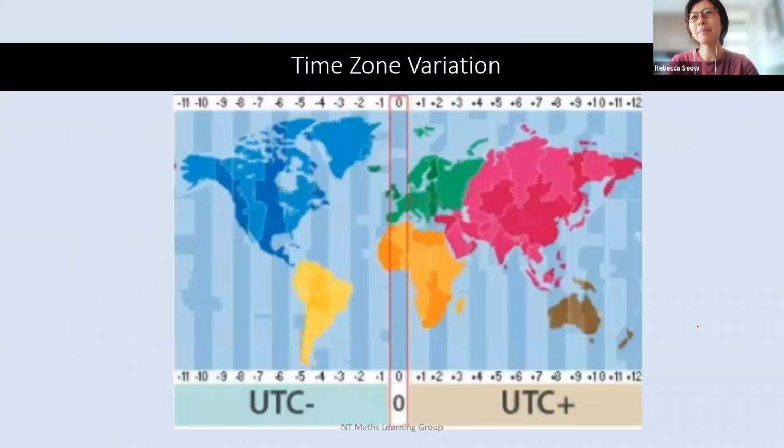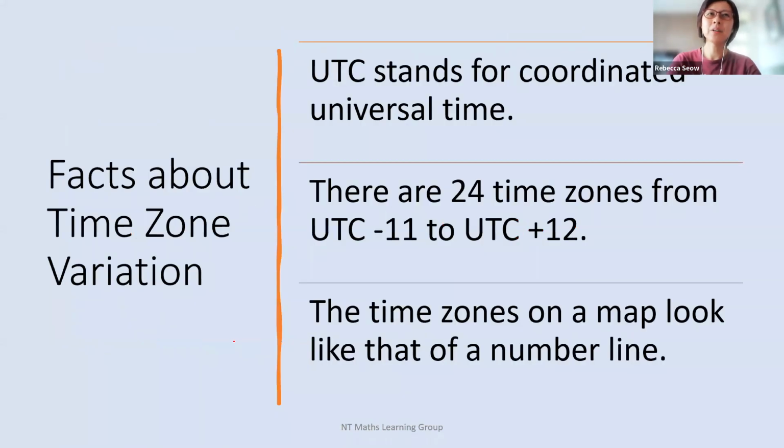All right, coming to the final portion of my sharing today is time zone variation. As you can see, this is the map of the world, and it is represented by many subdivisions. You see the letters U, T, C here as well. Now let me share with you more about this. UTC stands for Coordinated Universal Time. And there are 24 time zones from UTC -11 to UTC +12.